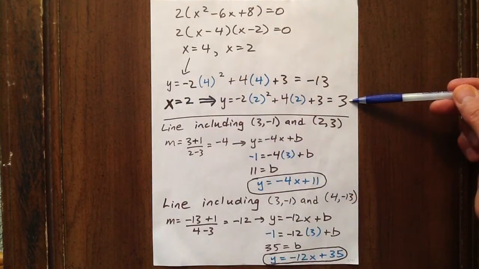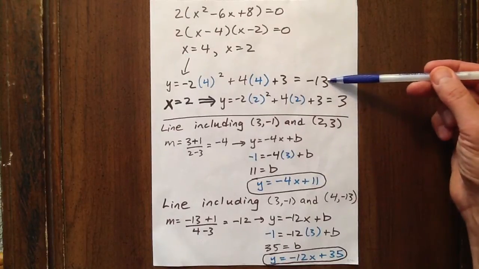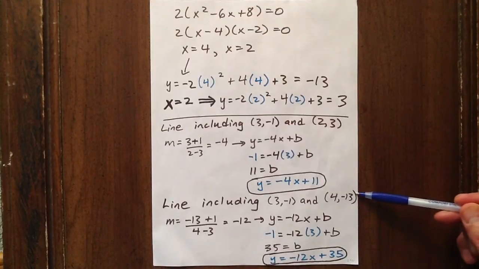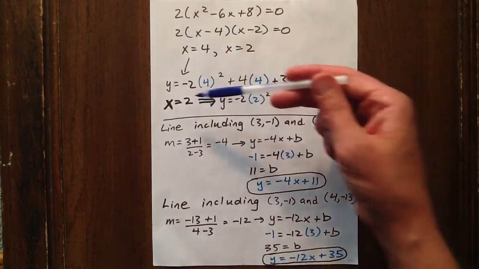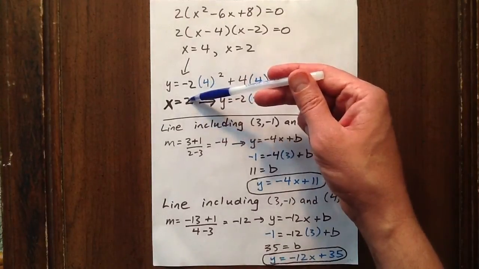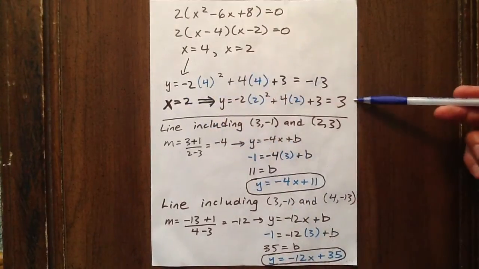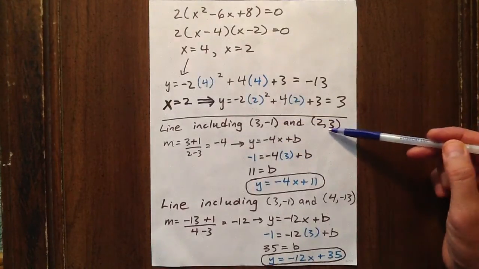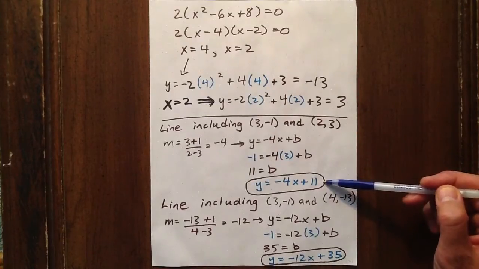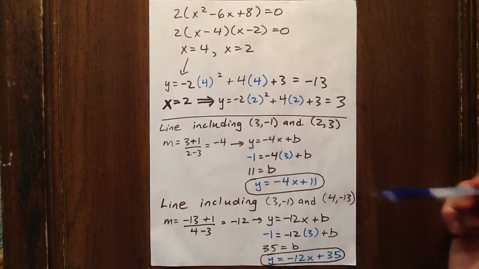So that means that one of our points with a tangent that ultimately goes through the point (3, -1) is (4, -13). And the equation of the line that goes through (3, -1) and (4, -13) is y = -12x + 35. Another point on the curve with a tangent line that goes through (3, -1) is (2, 3). If a tangent line goes through (3, -1) and (2, 3), the equation of that, using some grade 9 concepts, is y = -4x + 11.